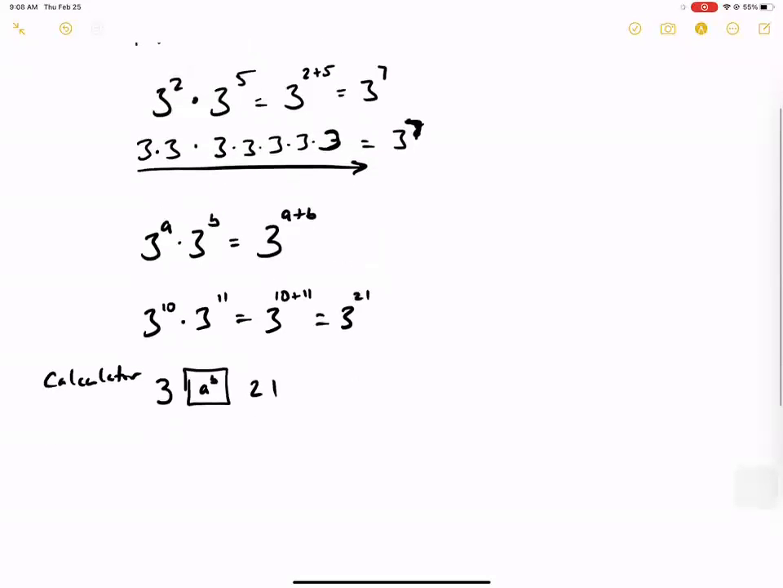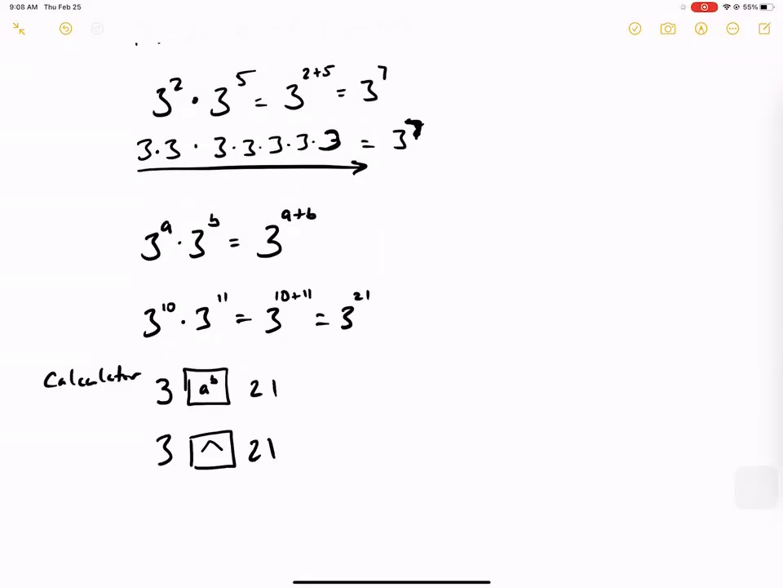If you have a nicer, more advanced calculator, sometimes you'll see this little arrow. You go 3, and then you'll see it's called caret, a little arrow going up, and that means kick it up to a superscript, and then you would hit 21, and both of these would give you the same answer. I mean, you could also type 3 times 3 times 3 times 3, 21 times, but I hope not.